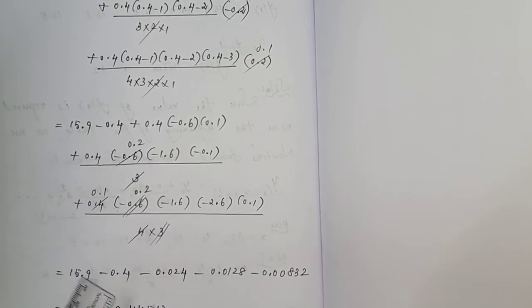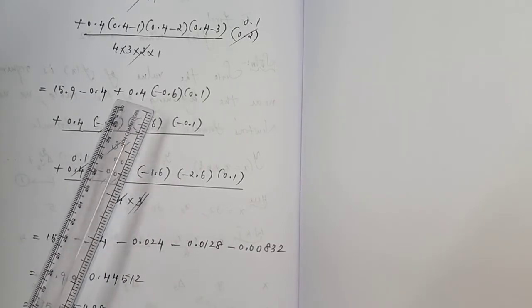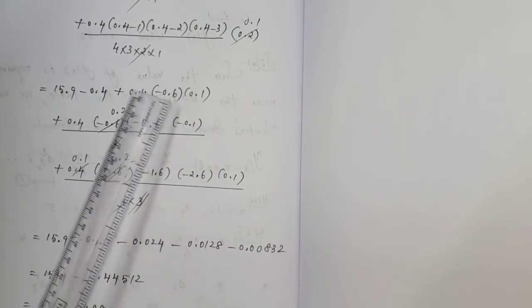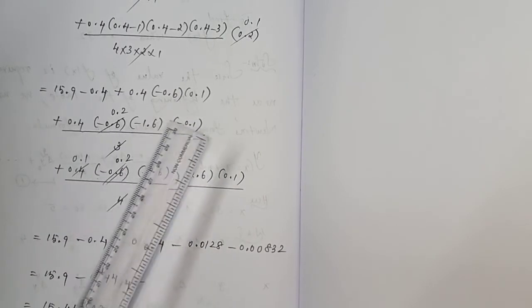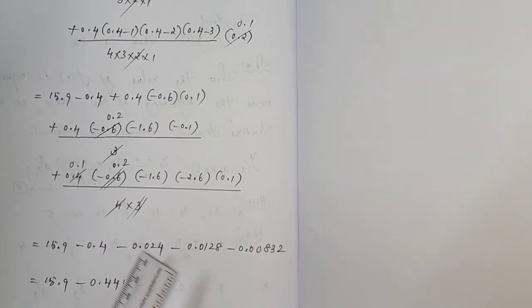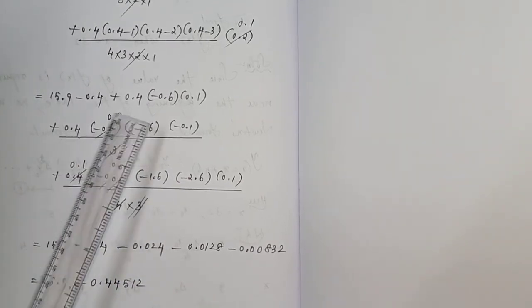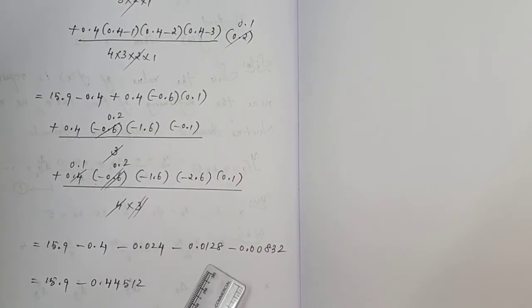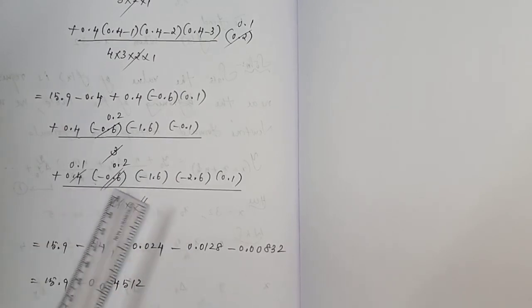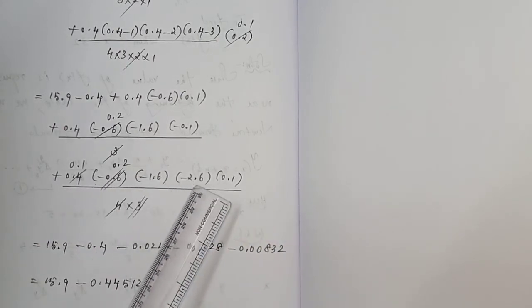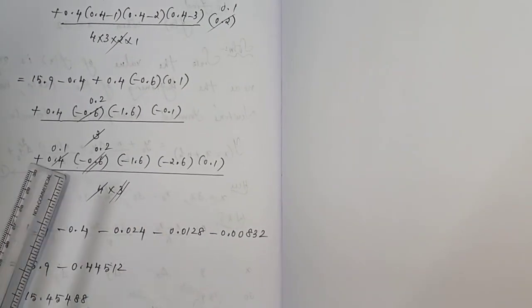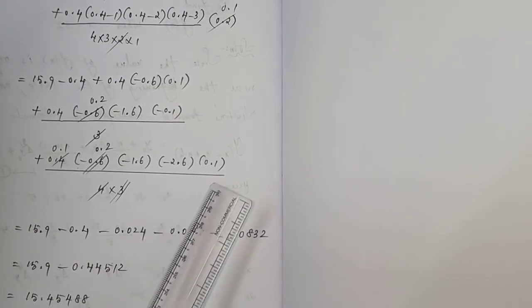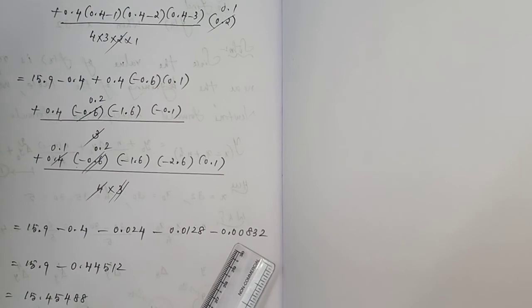Then 15.9 as it is, minus 0.4 as it is, multiply plus into minus, minus 0.4 into 0.6 into 1, that is equal to 0.024. Minus into minus into minus, again minus, multiply, you can make use of the calculator for multiplication. 0.4 into 0.2 into 1.6 into 0.1, that is equal to 0.0128. Then minus into minus into minus into minus, here one minus, minus into minus into minus, that is equal to minus. Then I have to multiply 0.1 into 0.2 into 1.6 into 2.6 into 0.1, that is 0.00832.